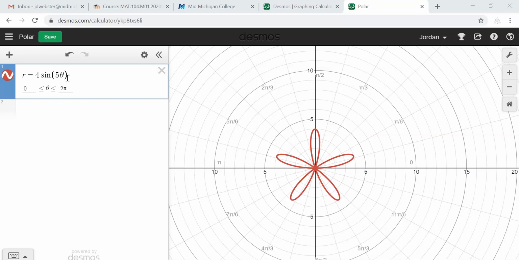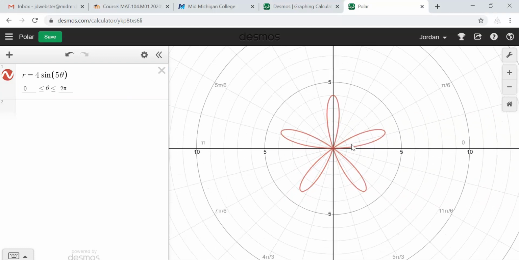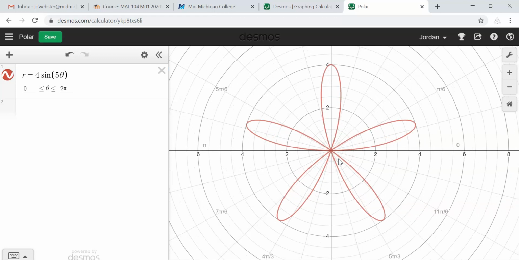When I graph 4 sine 5 theta, notice what's happening here. I'm going to get this petal figure. This is often called a rose curve. And this rose curve here has 5 what I call petals. So a rose curve with 5 petals, obviously rose because it looks kind of like a flower with 5 petals. There you go.